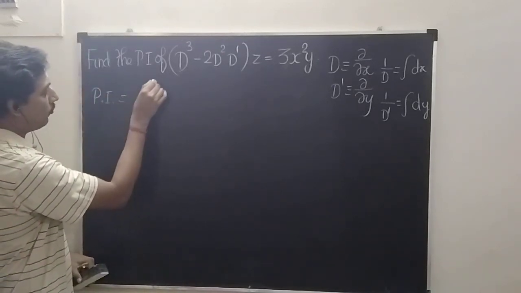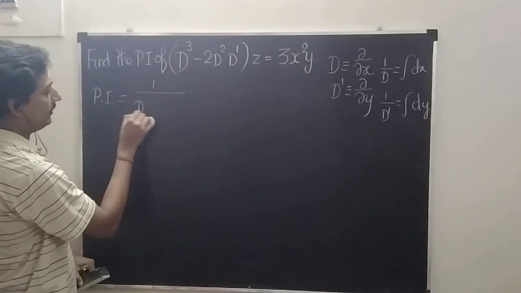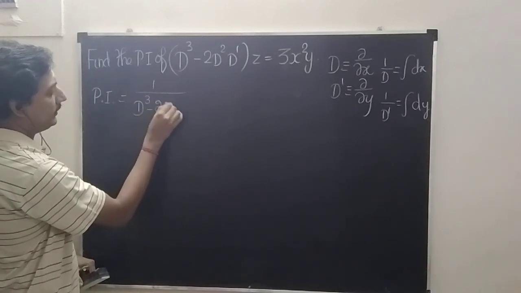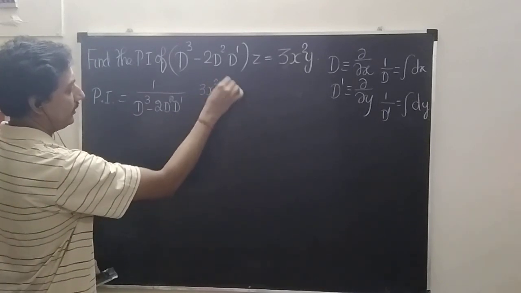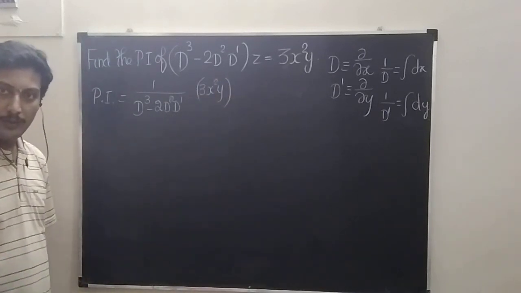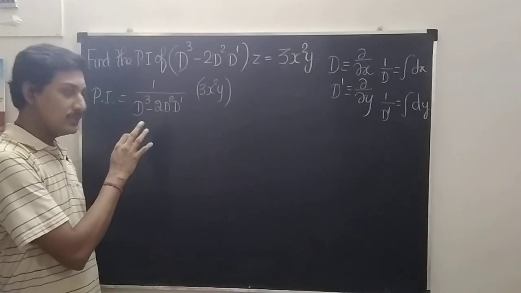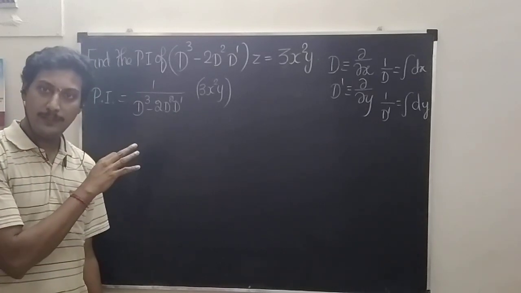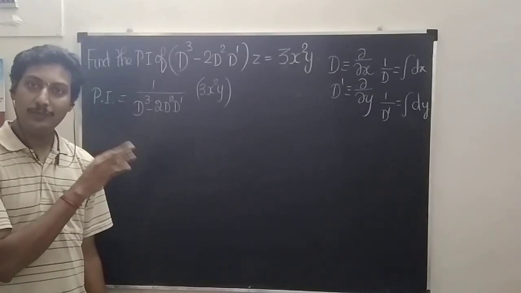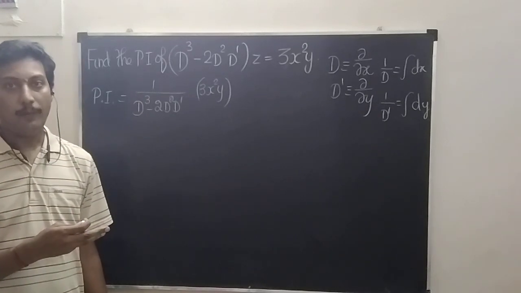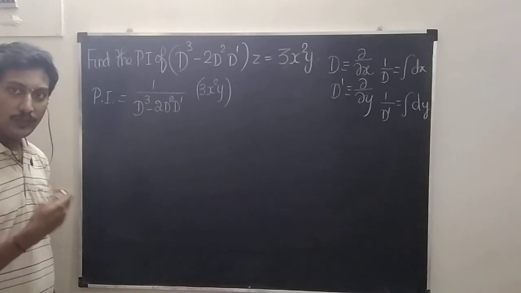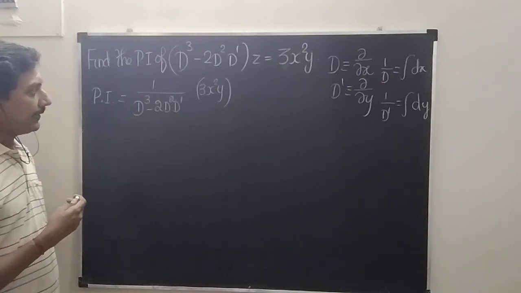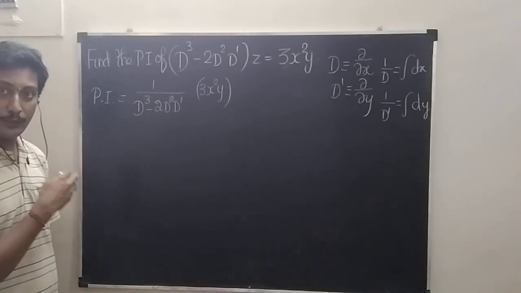This is the PI: 1 by the left hand side denominator, D cube minus 2D square D dash, of 3 into x squared y. See that there are some operators present in the denominator. Our ultimate aim is to replace those operators. That's why it's called particular integral. So now I can express this using the binomial expansion.